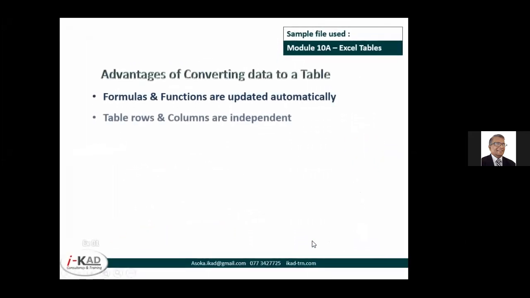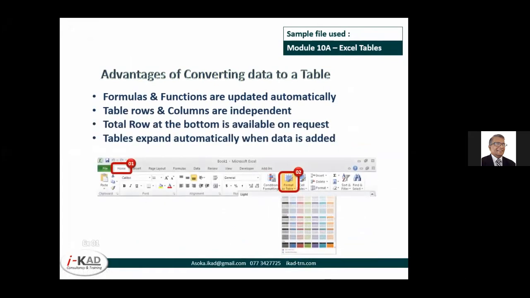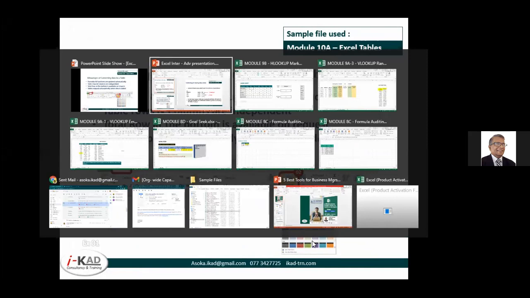When you format your data as a table, there are some advantages. Formulas and functions are updated automatically. Table rows and columns are independent. A total row is available on request, and tables expand automatically. Okay, let's see. What's the name for that?